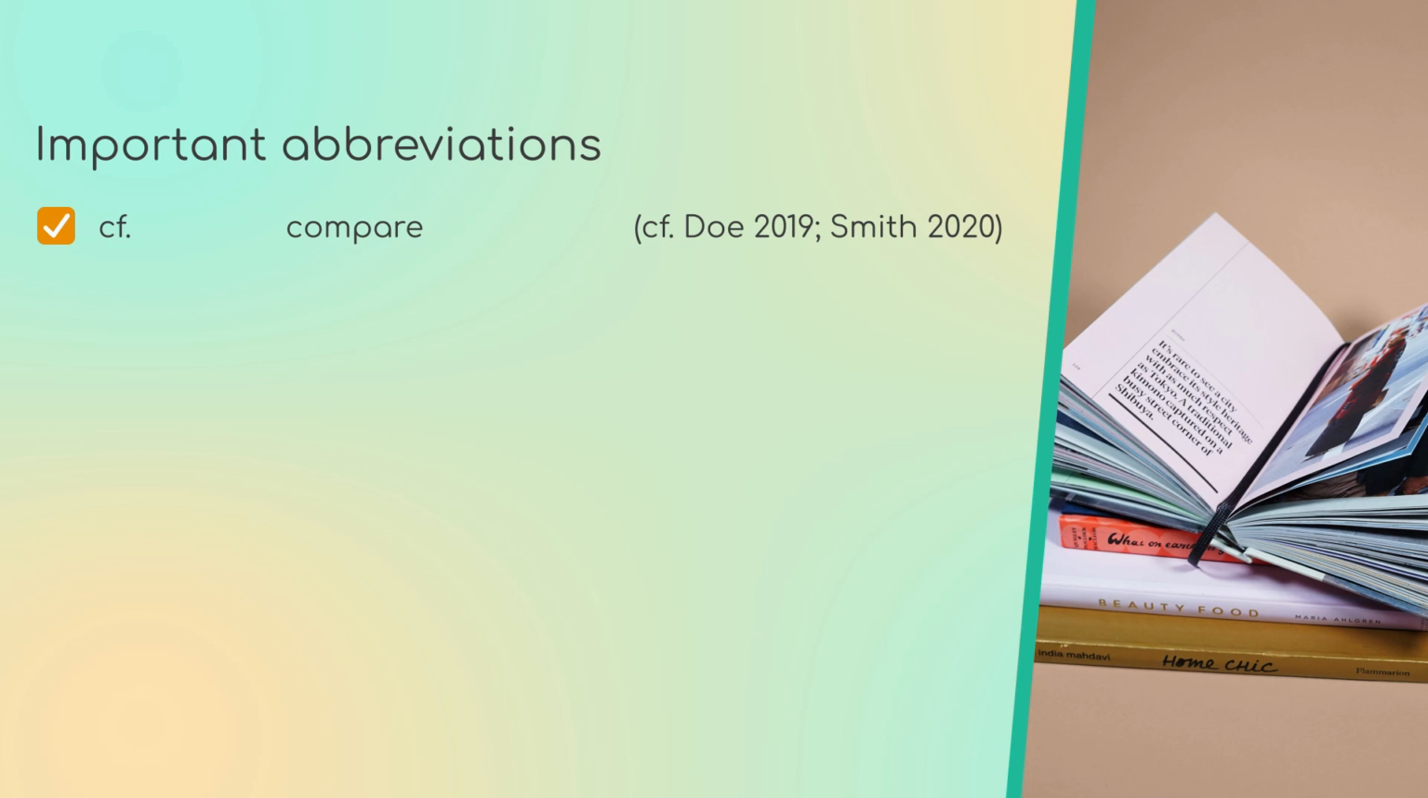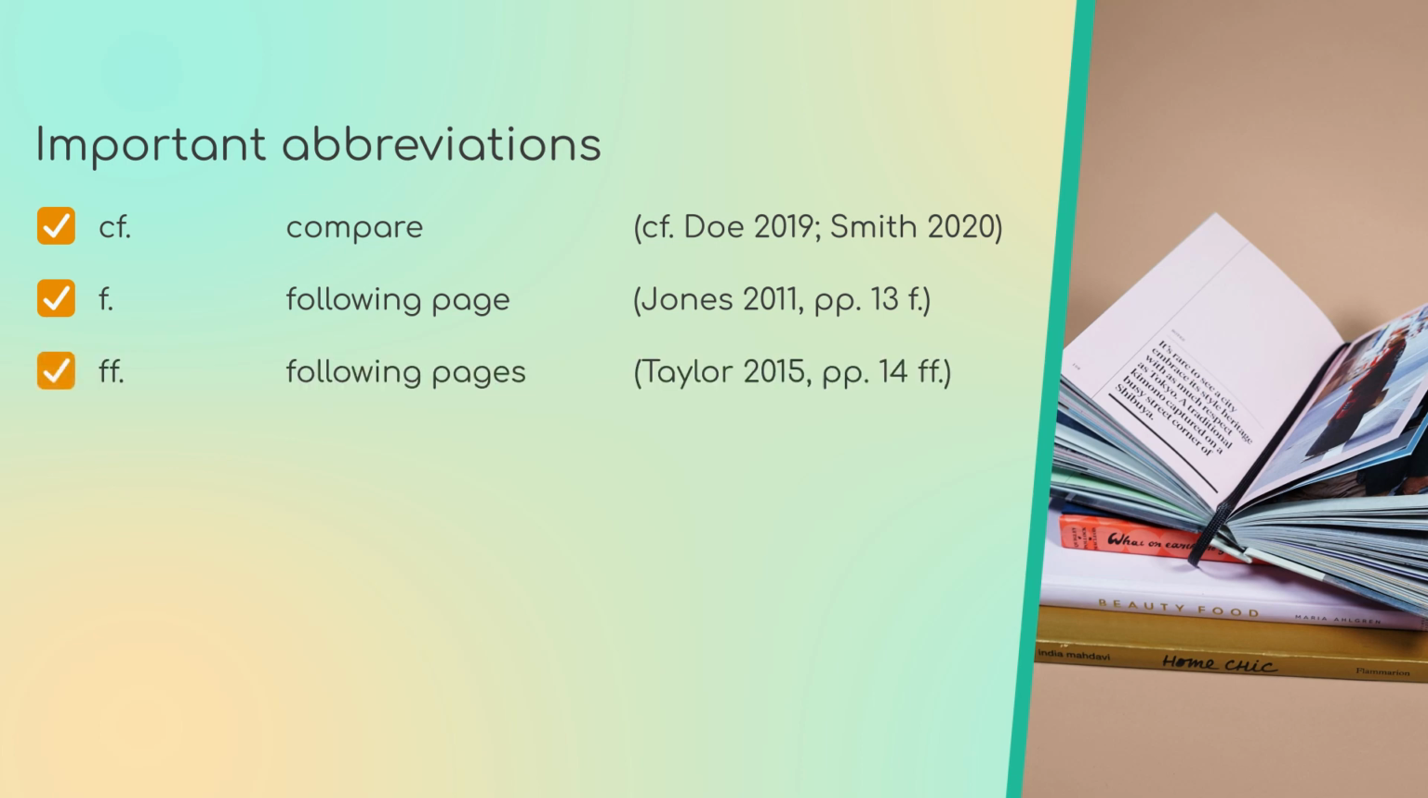If you want to specify a page range that extends over 2 pages, you can use the abbreviation f. for following page. To refer to a page range of more than 2 pages, the abbreviation ff. is often used, which stands for following pages. However, you should avoid using this abbreviation because it is inaccurate. Instead, specify the exact page range.